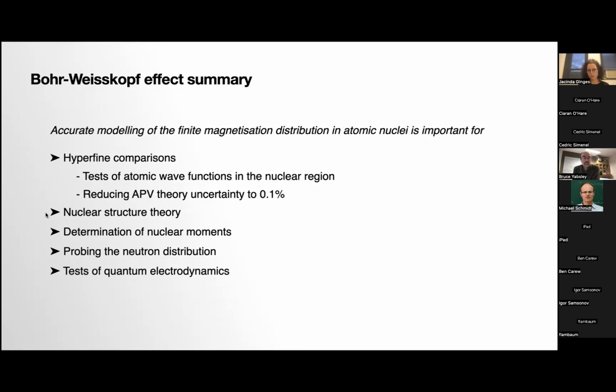It's also really important, this Ball-Weisskopf effect, for testing nuclear structure theory, for determination of nuclear magnetic moments, for probing the neutron distribution within atomic nuclei, which is otherwise an incredibly difficult thing to do, and it can also be used for tests of quantum electrodynamics.